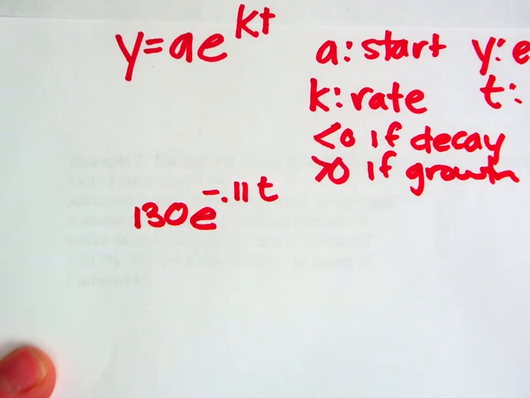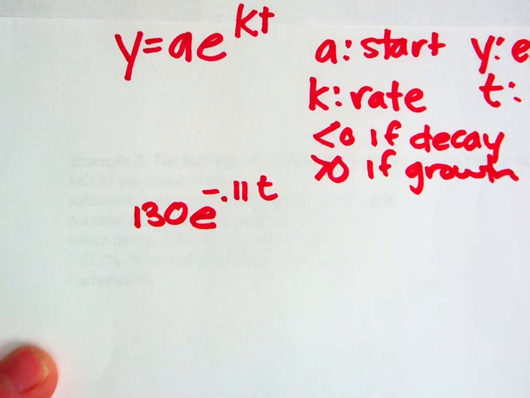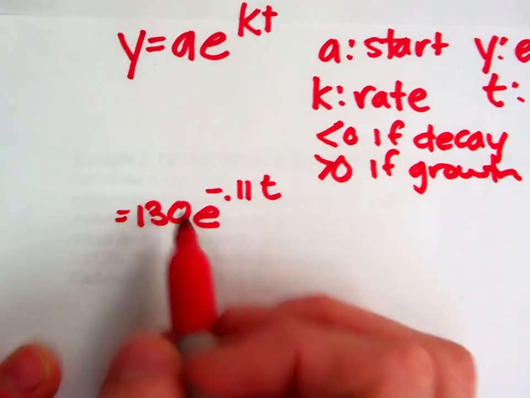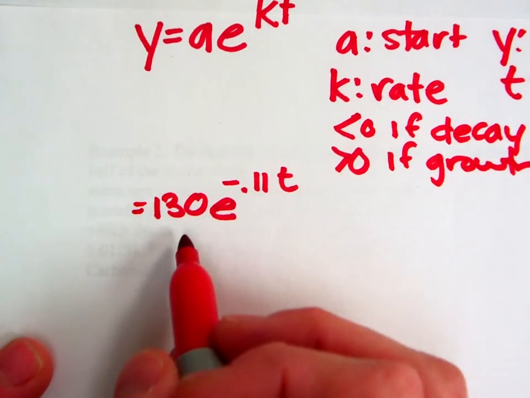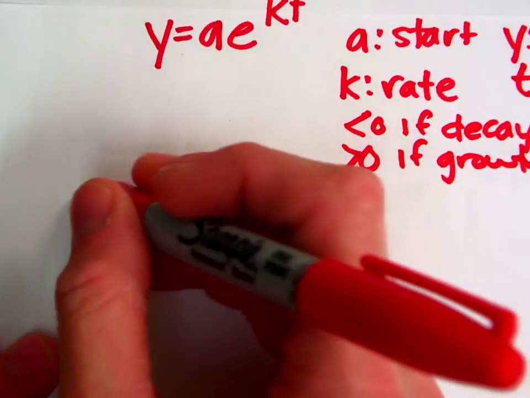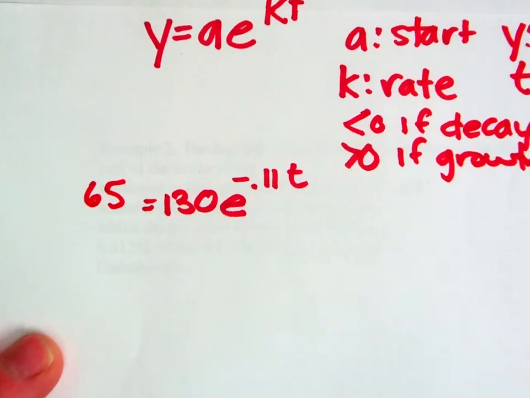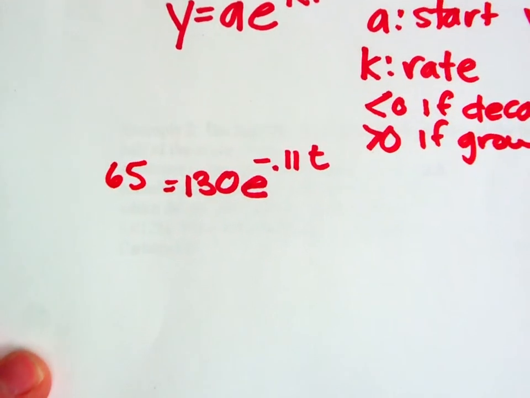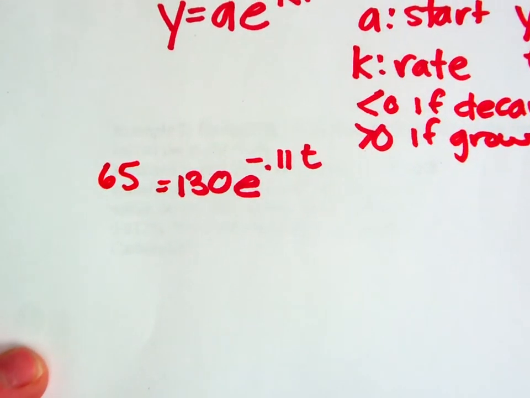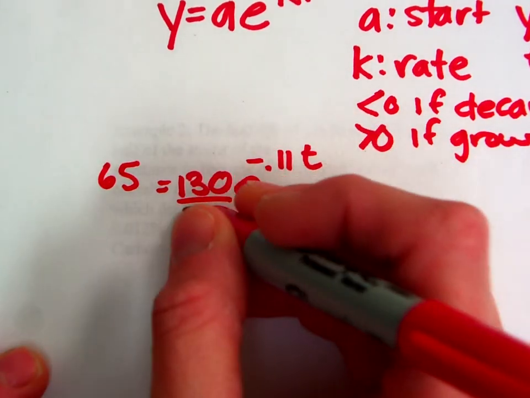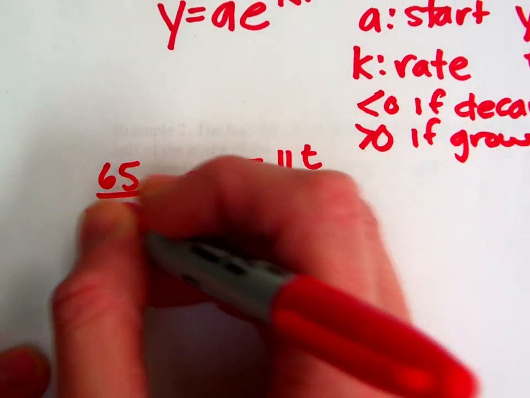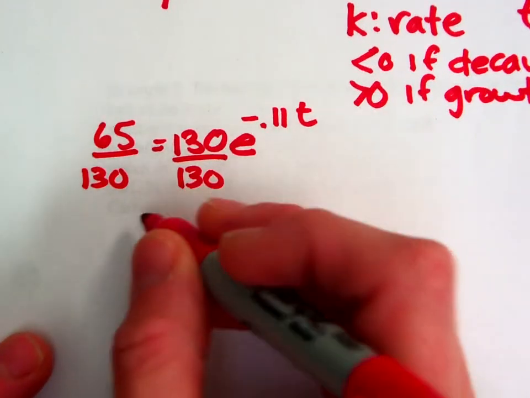The rate is negative because you're losing caffeine from your system, so it's decay. And it's 11%, so you would need to put it in decimal. We want to know how long it takes for half of it to be gone. So half of 130 would be 65. Now we just need to solve for t. What we're going to do is isolate the exponential, so divide by 130. So this would be a half.